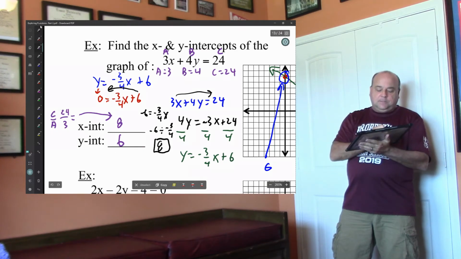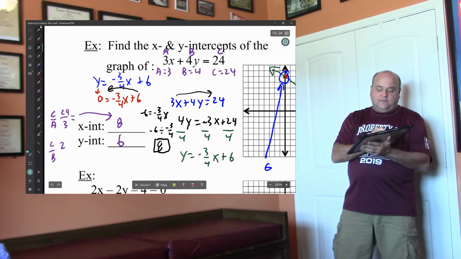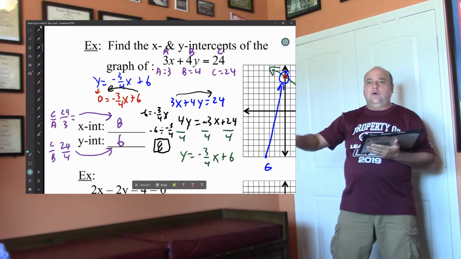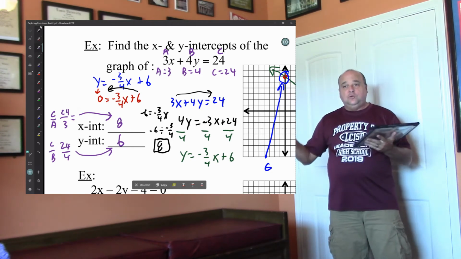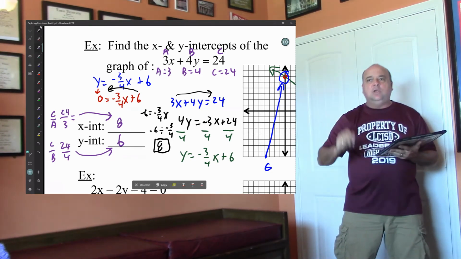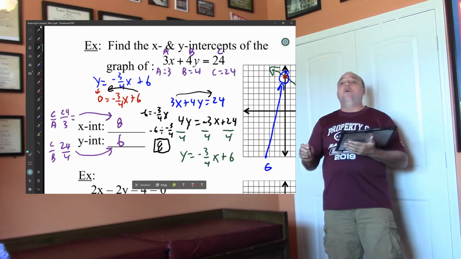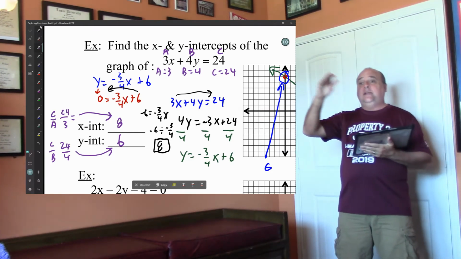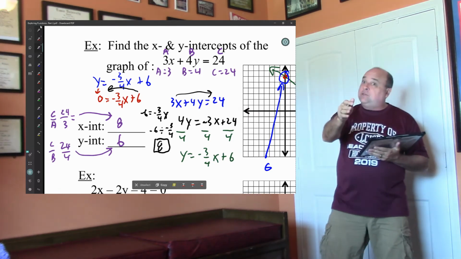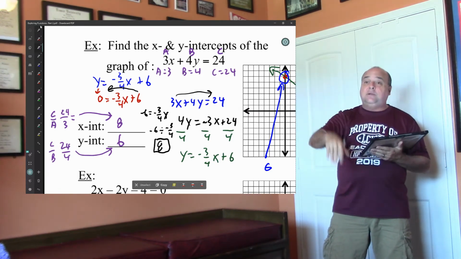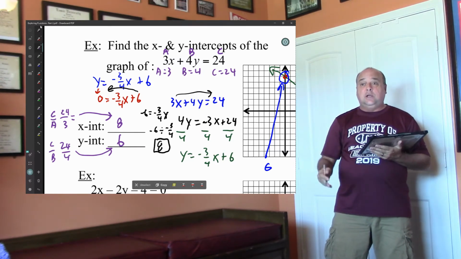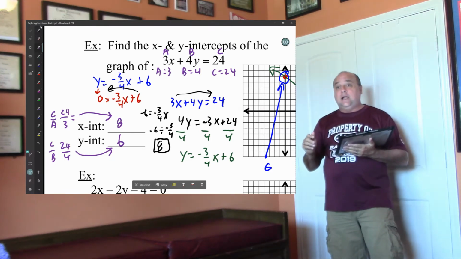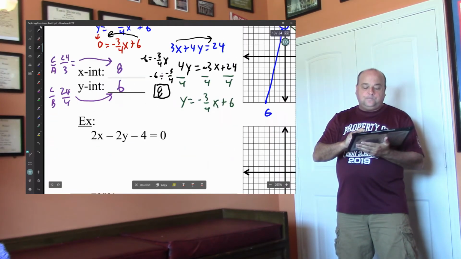And my y-intercept is going to be c over b, which is 24 divided by 4, which is 6. So it's a lot easier to do c over a and c over b. If you do c over a and c over b, bam, you got your intercepts. That's what makes standard form powerful, because in standard form, you can get your x-intercept and your y-intercept. In mx plus b, you only get the y-intercept, and you have to solve for the x-intercept. So from now on, I'm just going to do c over a and c over b in standard form to get my intercepts. So let's go to the next one.